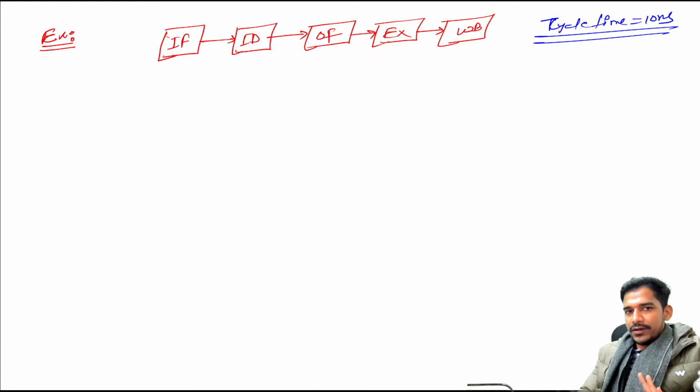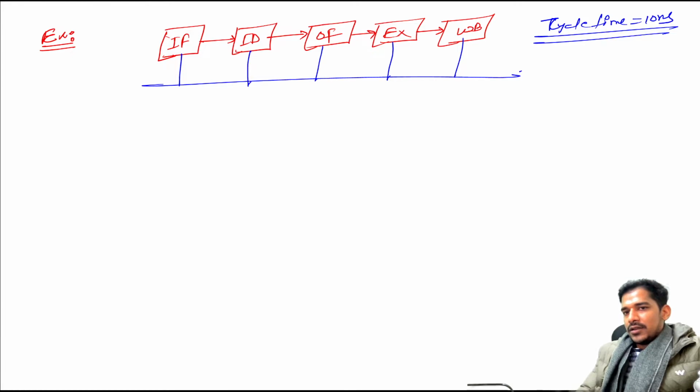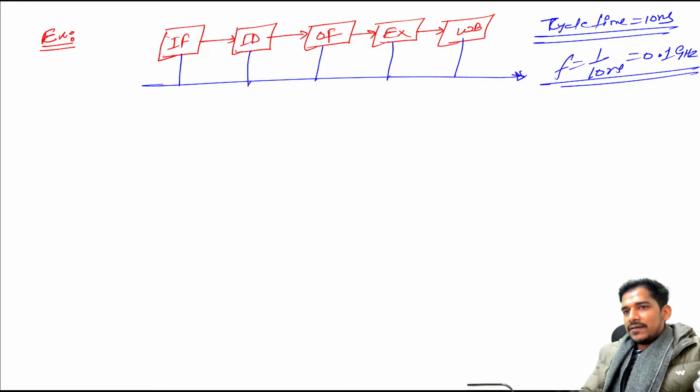That is the first requirement. So all these stages will be connected to a common clock, and this clock will run according to the cycle time. Obviously cycle time depends on the clock frequency. So if the cycle time is 10 nanoseconds, that means the frequency is 1 upon 10, or you can say 0.1 gigahertz. This is the frequency of the non-pipeline processor. So executing one task will take 15 nanoseconds in the non-pipelining system, right?